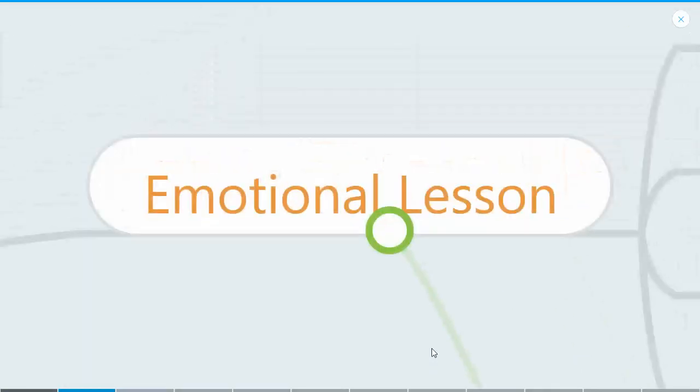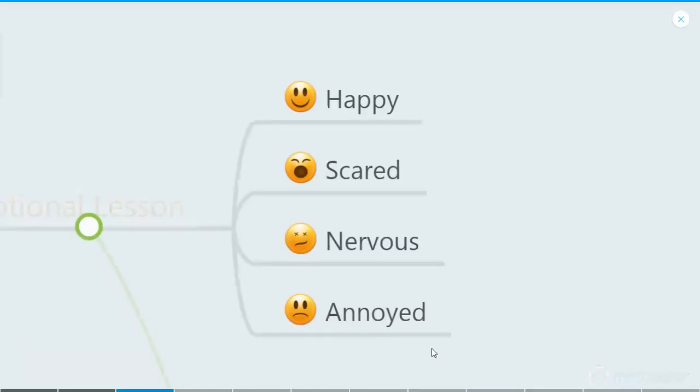So this is the first section that we're going to do. It's an emotional lesson, and it's going to go over 4 main emotions that I've listed here, and I have little smiley faces or icons that go with the different emotions that are on there.